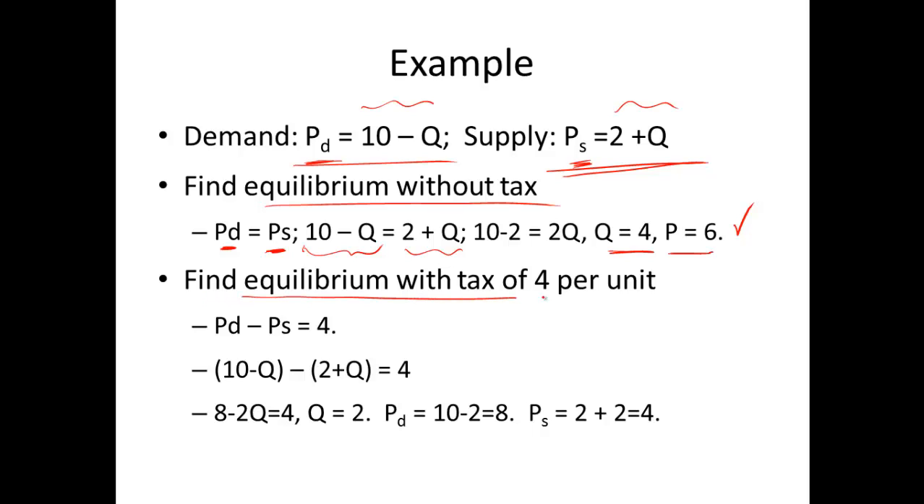Let's now find the equilibrium when there's a tax of 4 per unit. So the key here is that now we look for the quantity where the difference between the price on the demand curve and the price on the supply curve equals the amount of the tax, or 4. So what we do is we plug in PD, 10 minus Q, and we plug in PS, so minus the quantity of PS, and we set it equal to 4. And if we solve that out, we end up with Q equals 2.